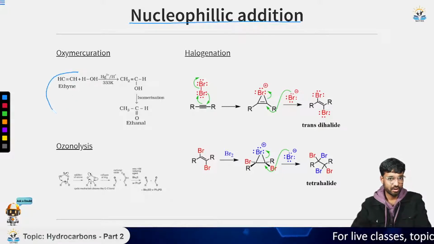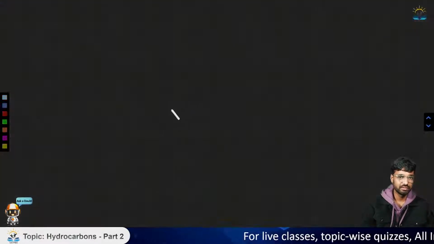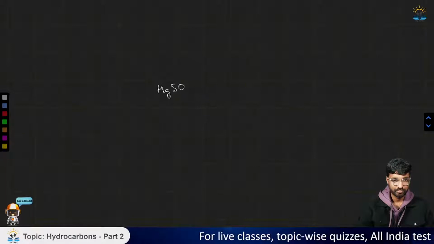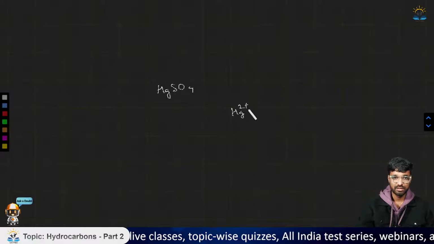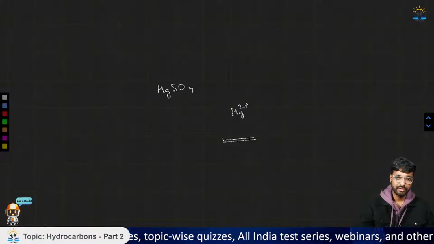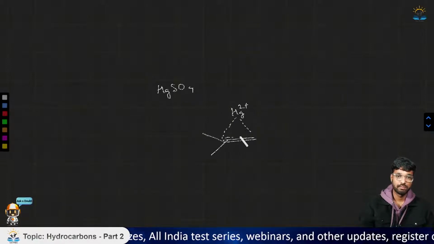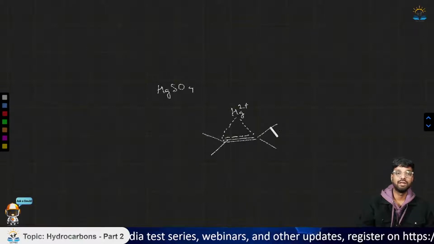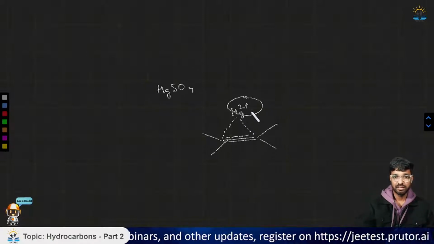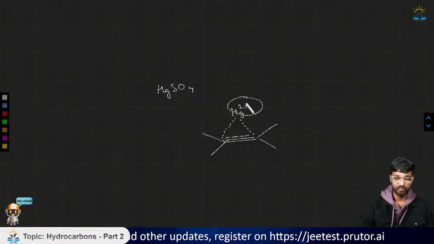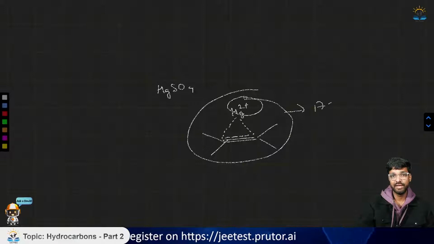So the first one is oxymercuration or demercuration. If you want to look at the mechanism, it happens like this. We have this HgSO4. Now what happens is that this Hg is 2 plus oxidized. This alkyne gives its electron density to this Hg2 plus metal, because the electron is negative in nature, it has a negative charge, and this Hg2 plus or mercury ion has a positive charge. So it forms this type of activated complex.